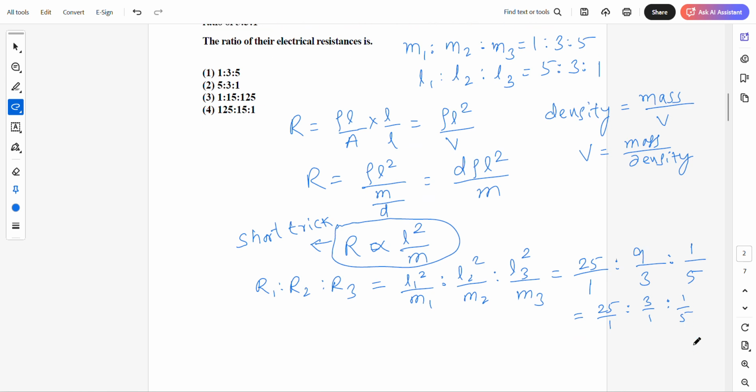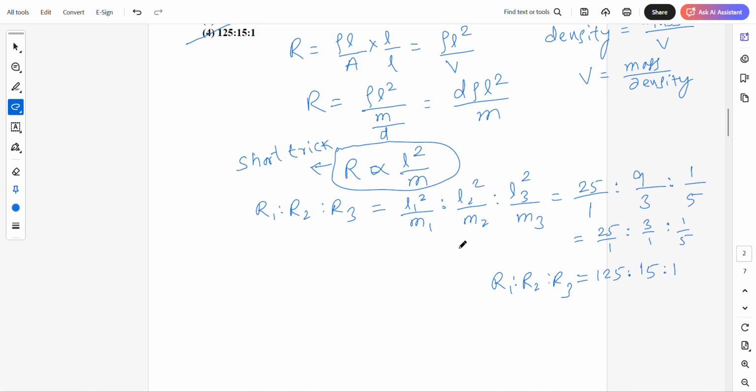Now multiply throughout by 5. How much are you going to get? You are going to get 125 is to 15 is to 1. Therefore R1 is to R2 is to R3 is 125 is to 15 is to 1, which is the right answer for this problem. Just remember R is proportional to L square by M. This you can do in one step itself.